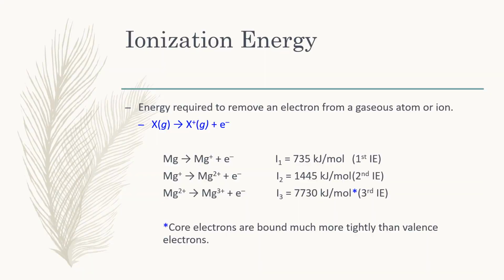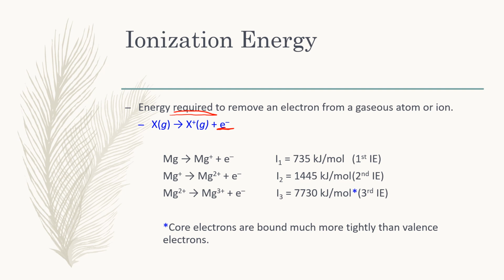Our next trend is ionization energy, which is defined as the energy that is required to remove an electron from a gaseous atom or ion. You can notice here in this instance that the electron is being released as a product, and since it is talking about the energy that is required, it is always going to be increasing the amount of energy that is present within the atom. As you continue to take away more electrons from an atom, the amount of energy that is required to remove them will be higher.